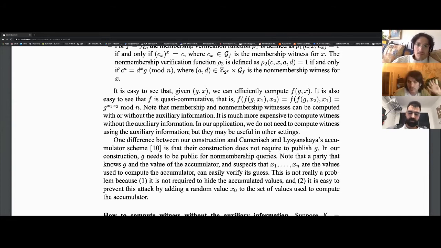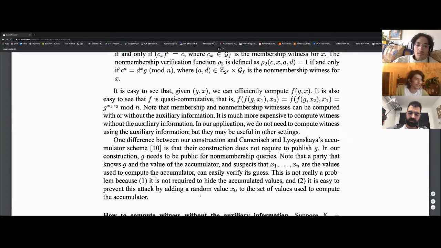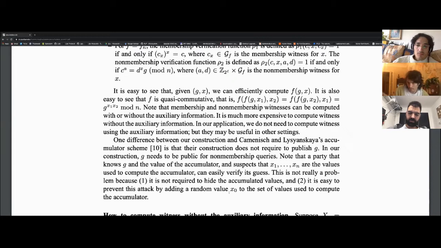you don't have to actually hide the accumulated values. Like, I don't know, for a stateless blockchain, you don't care about hiding the data set. And also, if you really want to hide them, you can just add a random value to the set so that it hides all the other values, again via the strong RSA assumption.